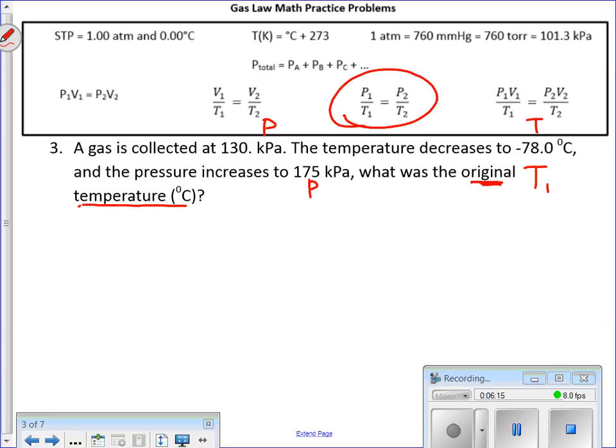List my variables. Okay, so a gas is collected at 130 kilopascals. So P1 is equal to 130 kilopascals.